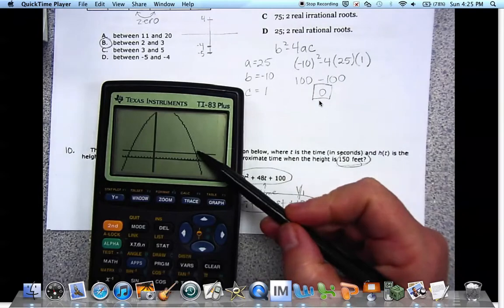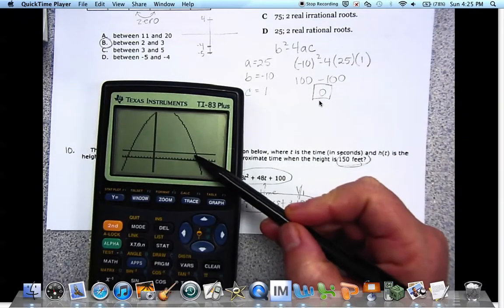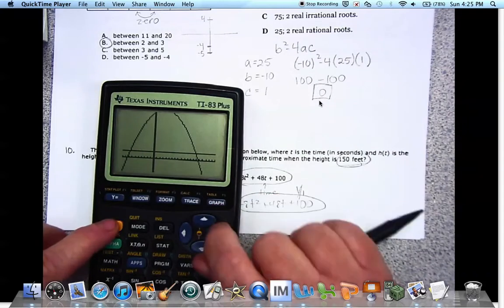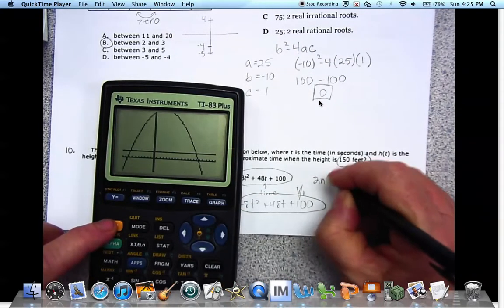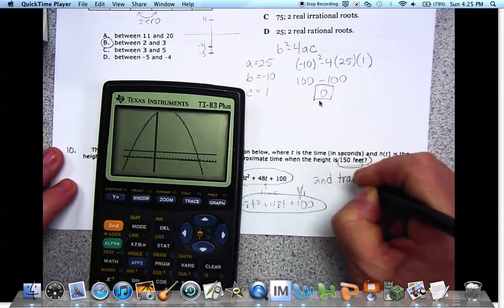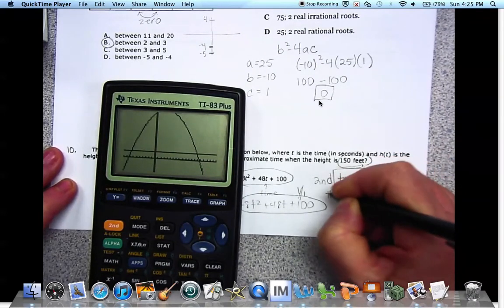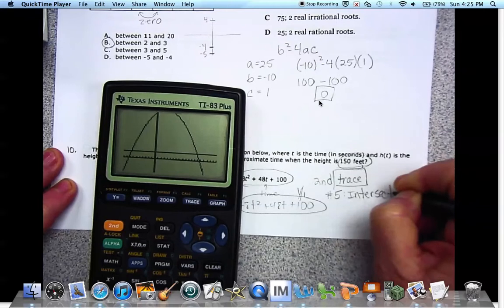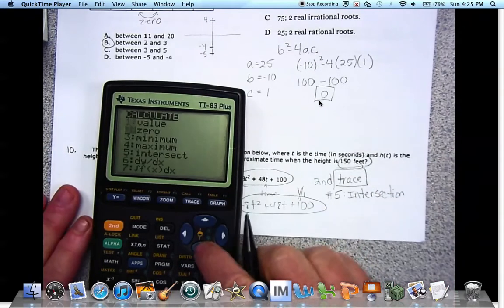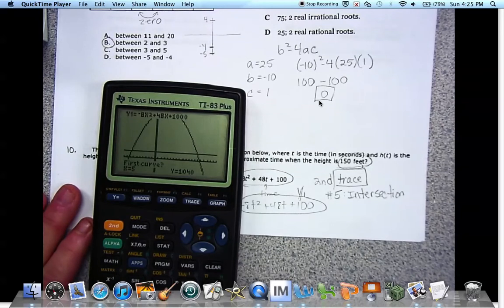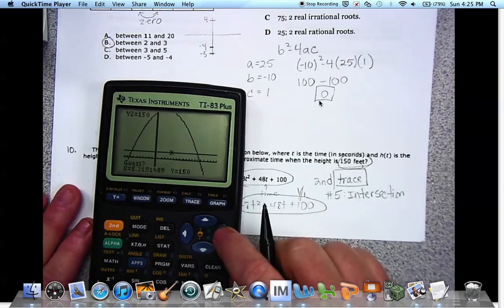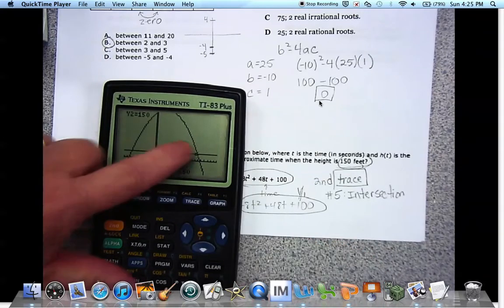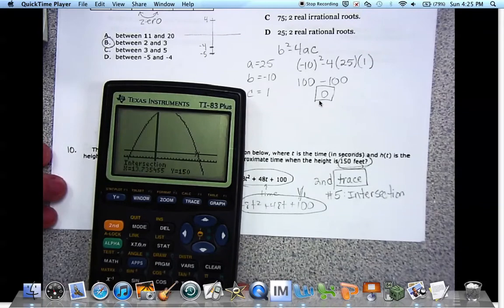Now we see that it intersects here. We always want the positive intersection, not the negative intersection. So now we do second trace, or calc. Number 5, intersect. Enter on the first curve, enter on the second curve, and then you can move it over to the intersection that you want. Instead of this one, we want this one. Push enter. And it would be 13.7 seconds.